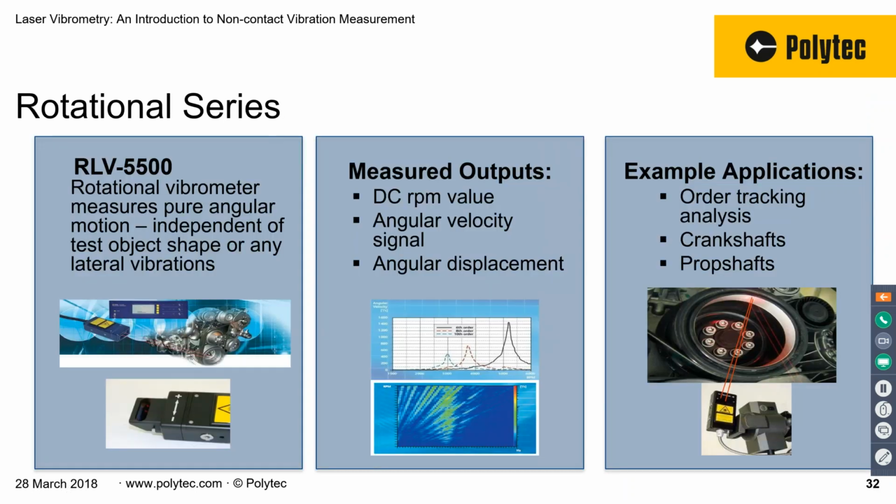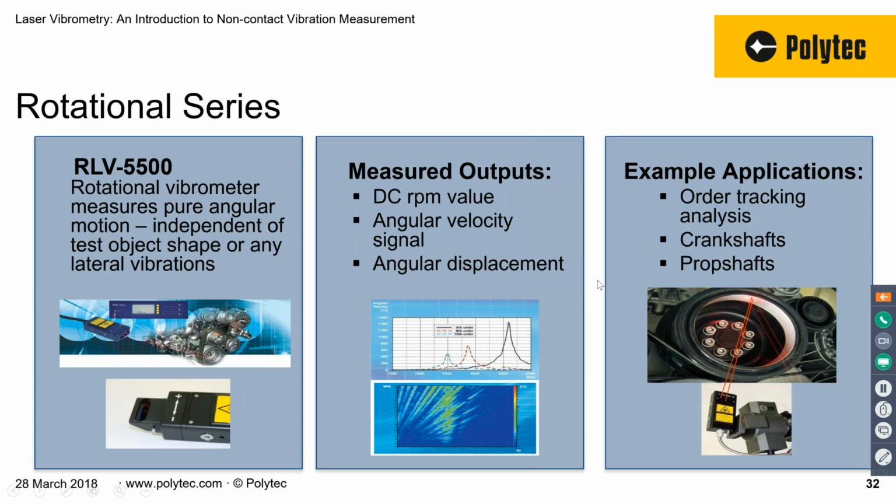We have rotational vibrometers. This is our RLV 5500. Again, there are two beams involved. One beam is aimed at one side of the rotational axis. The other beam is aimed at the other side of the rotational axis. And you get essentially three outputs. You have a DC value proportional to the RPM of a shaft. The second output is an angular velocity signal, and the third output is an angular displacement signal, which is actually derived by integrating the angular velocity signal, but it's a real-time output.